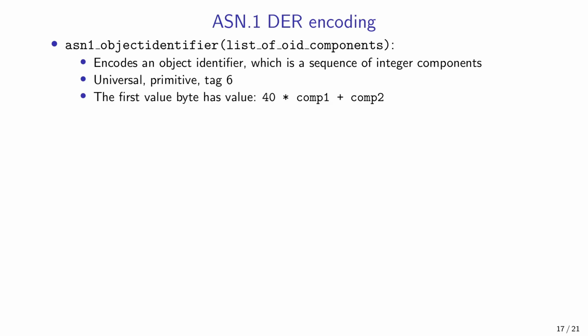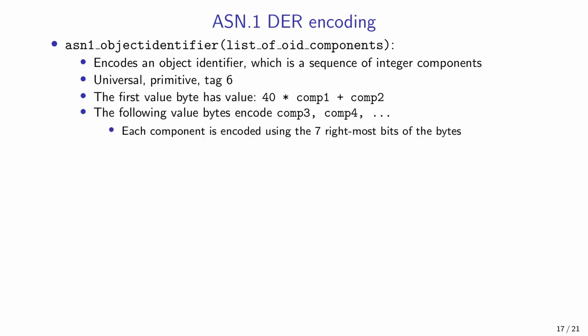The first value byte will be the constant 40 multiplied by component 1 plus component 2. The possible range for the first 2 components is limited, therefore it is guaranteed that this value will not exceed the value that can be encoded in 1 byte. The following value bytes encode the remaining object identifier components. However, each component is only encoded using the 7 rightmost bits of the encoded byte, because the 8th bit, the most significant bit, is used as a flag to indicate the last byte of the encoded component. Therefore, each encoded byte's leftmost bit, except for the last one, is set to 1.